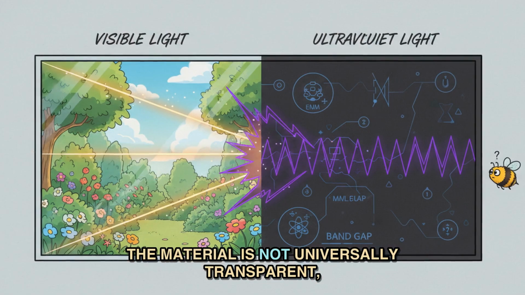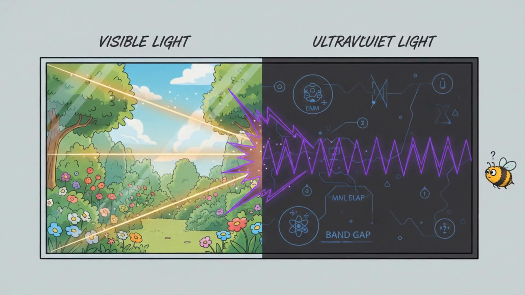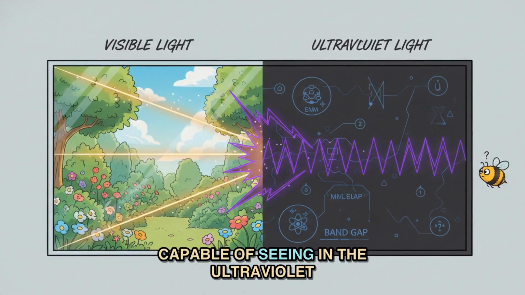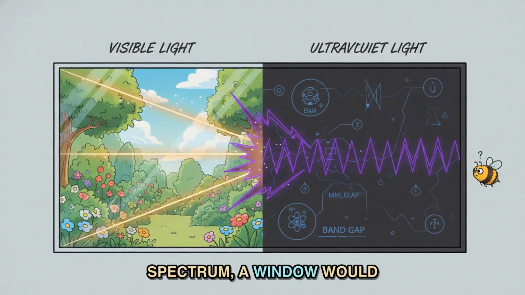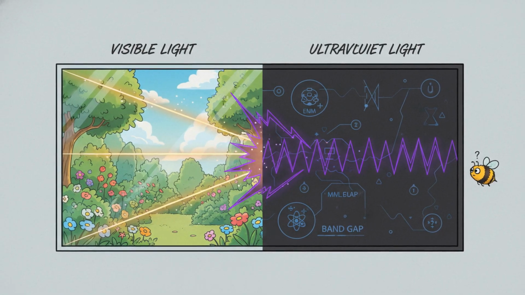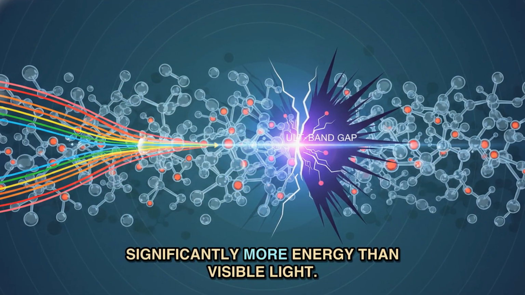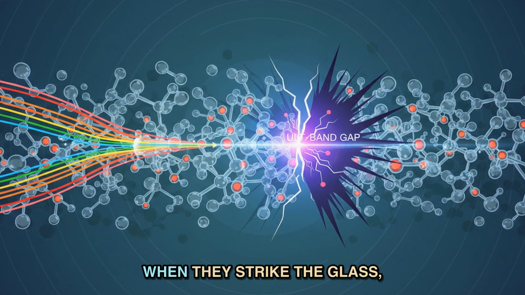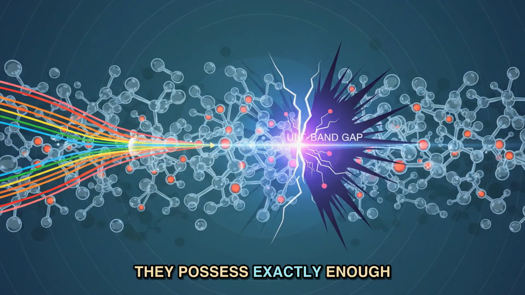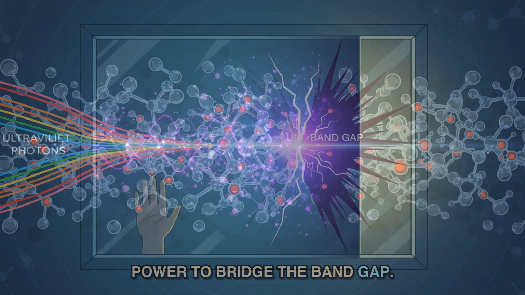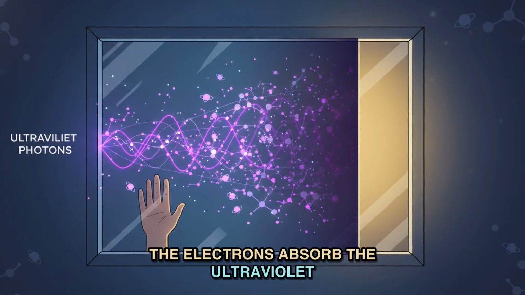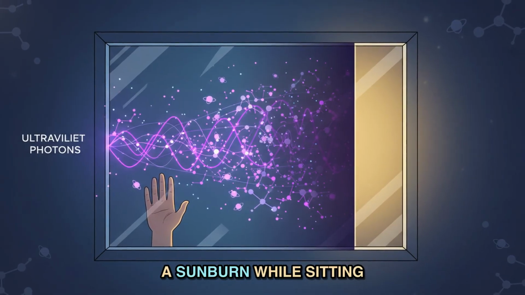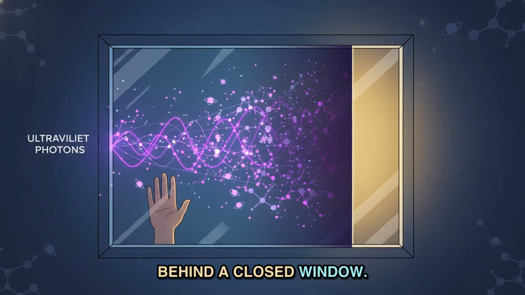The material is not universally transparent, however. If you were a bumblebee, capable of seeing in the ultraviolet spectrum, a window would look like a solid dark wall. Ultraviolet photons pack significantly more energy than visible light. When they strike the glass, they possess exactly enough power to bridge the band gap. The electrons absorb the ultraviolet energy, which is why you cannot get a sunburn while sitting behind a closed window.